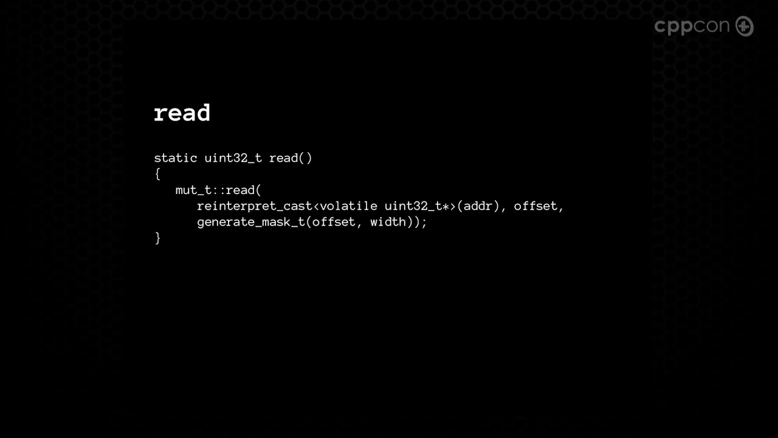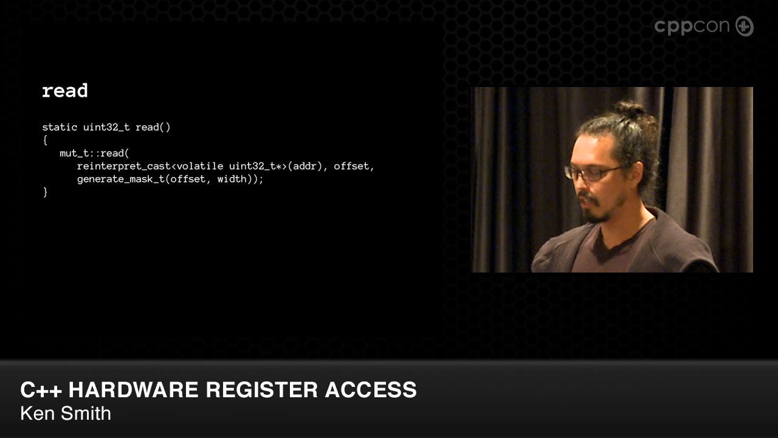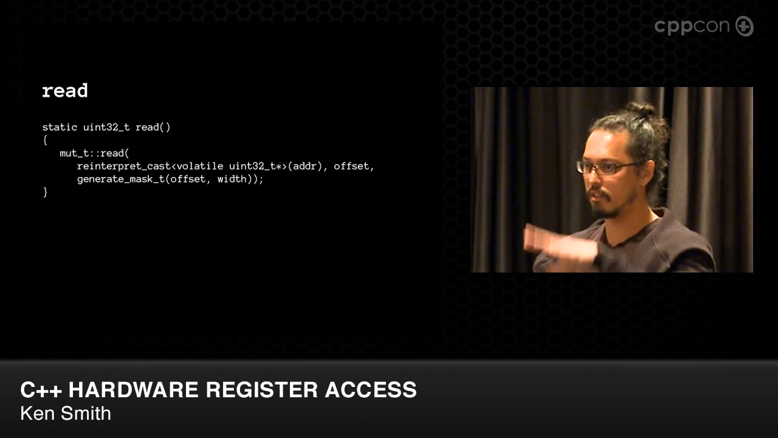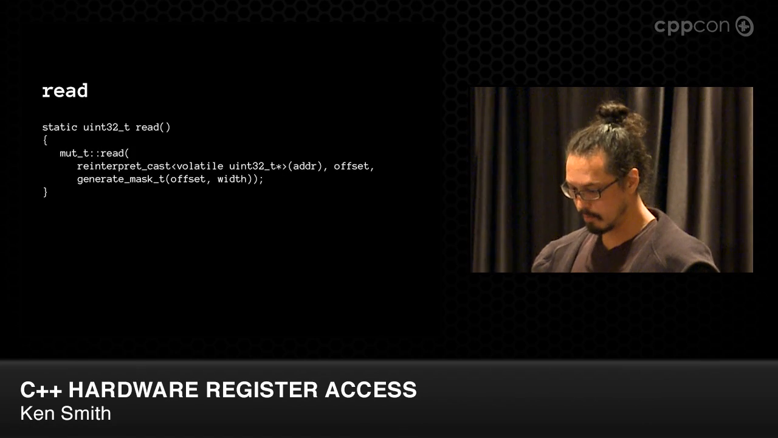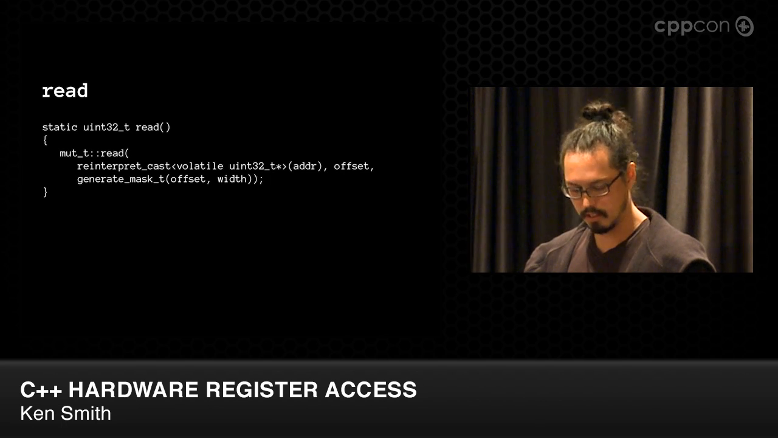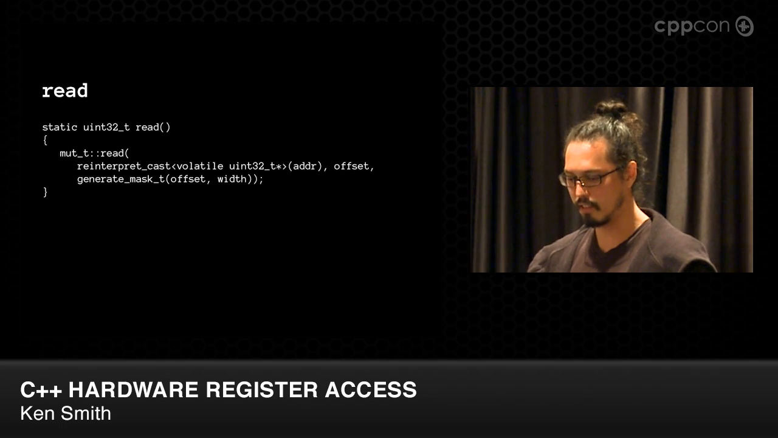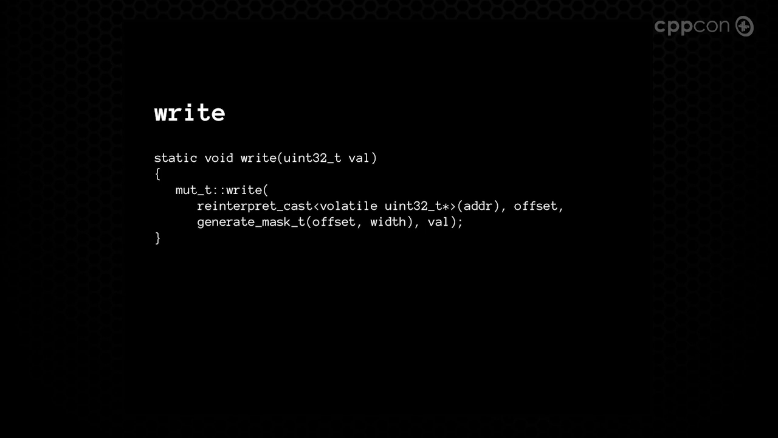And then in this shell, we're just going to talk about read and write, but you could, of course, do more things. And here's how read looks. It just defers to the mutability policy. So whatever class you pass in has to have a read, which implements an interface that looks like this. Generate mask just takes that offset and width and makes a mask at that spot. And that's a constexpr. It used to be a template metaprogram, but happy constexpr can solve this. Write is similar, it just defers to the mutability policy. It has a parameter, so we give it the value.